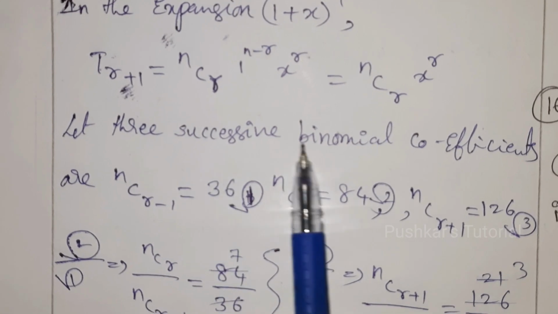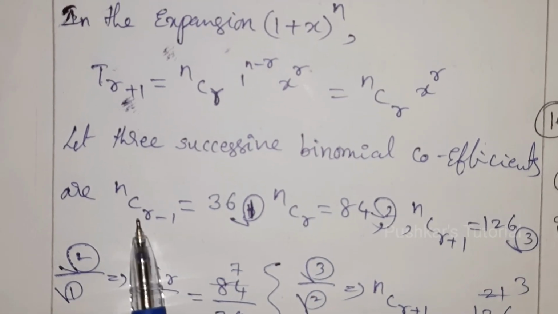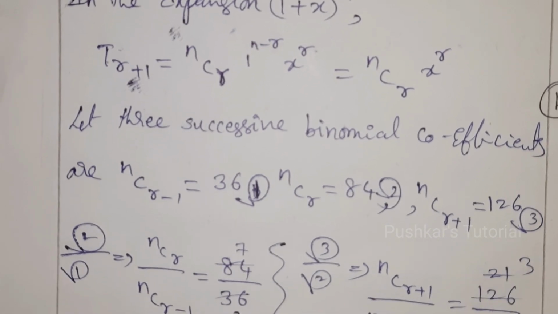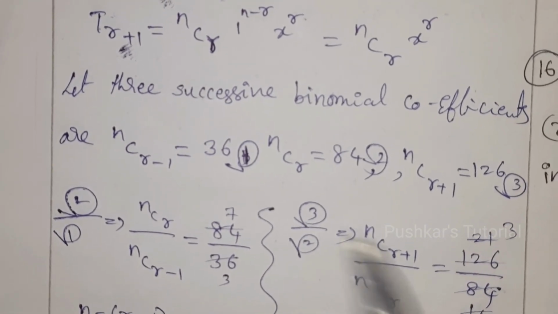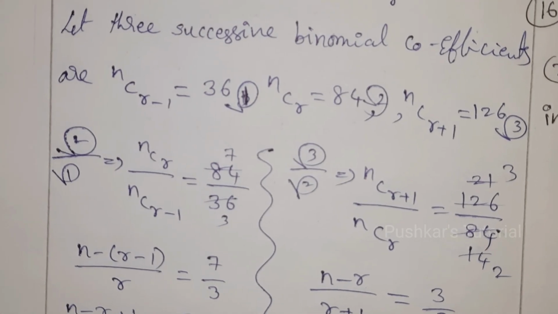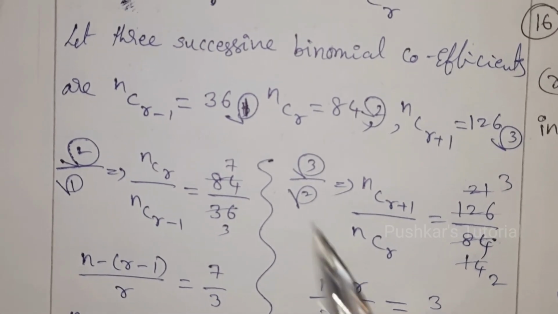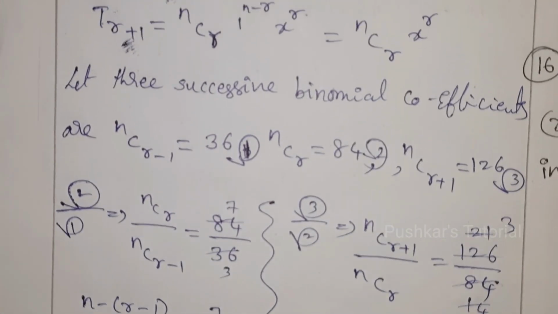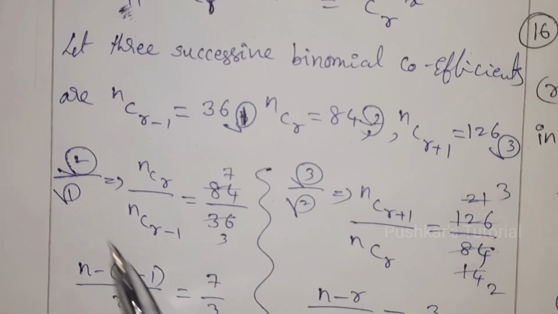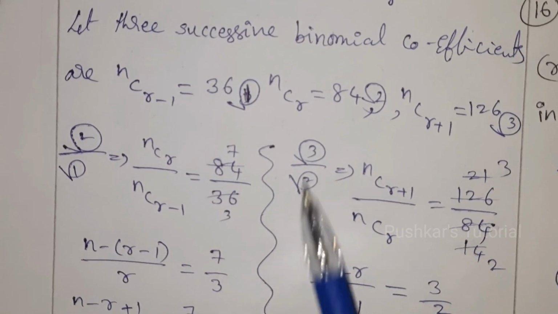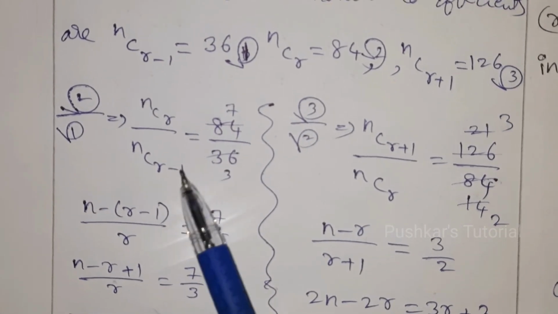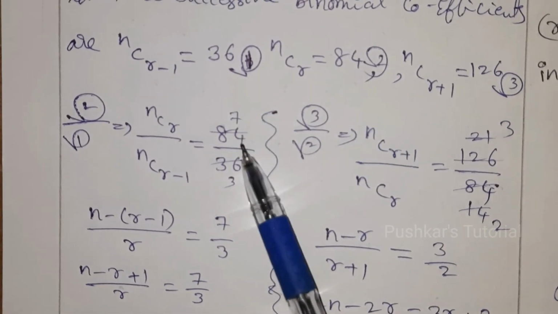Let the three consecutive coefficients be nC(r-1), nCr and nC(r+1), given as 36, 84, 126. In the previous problem, terms were given; now coefficients are given. That is why we should not take x to the power r, only the coefficients. So take equation 2 by 1, and similarly equation 3 by 2, in ratio. So nCr by nC(r-1) equals 84 by 36.